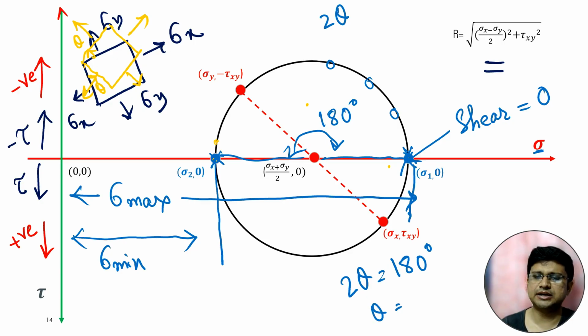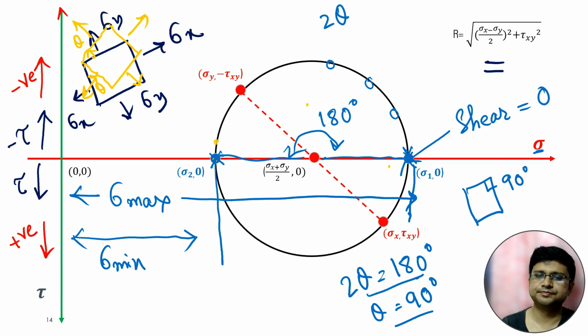So theta is actually 90 degree. The gap between the major and minor principal stress, their angle is actually 90 degree. 2 theta is 180 degree, so theta will be 90 degree. So this is the concept, that major and minor principal stress, their angle will be 90 degree. And for both major and minor principal stress, the shear stress will be 0.